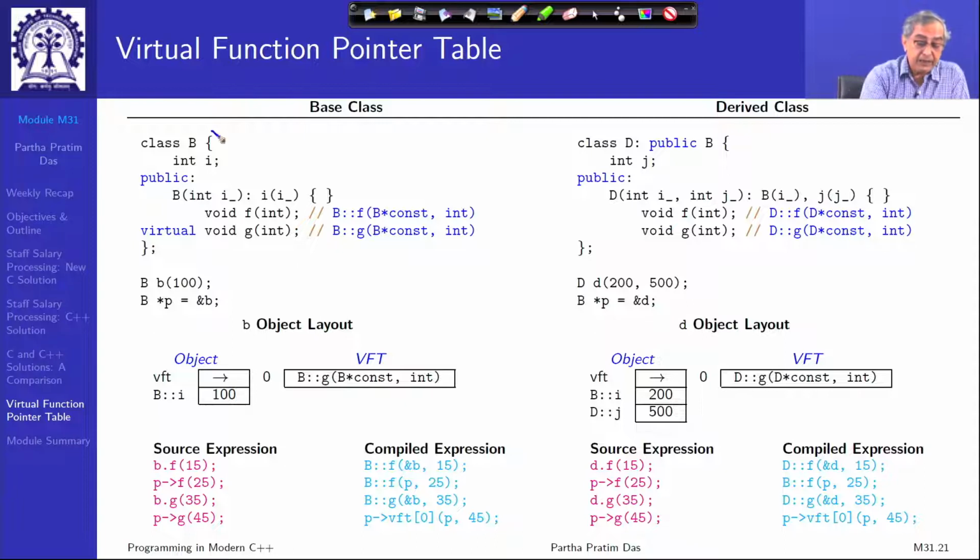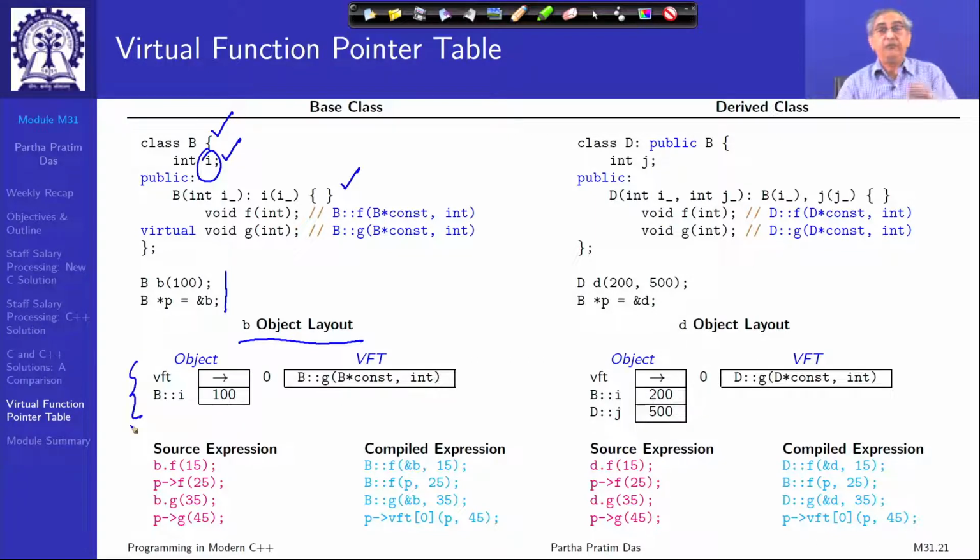So, I have a base class with a member, I have its constructor, I have a non-virtual function f and a virtual function g. I instantiate that and I have a pointer to the base class which is initialized with the address. So, how will that object layout, the object layout of B, look like? Earlier we would have known that it will only have the data member 100, but now what will it have?